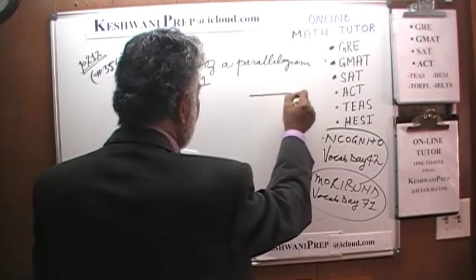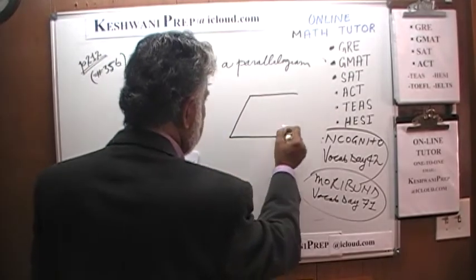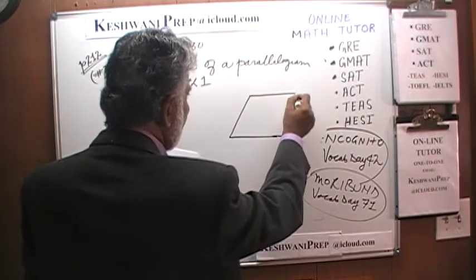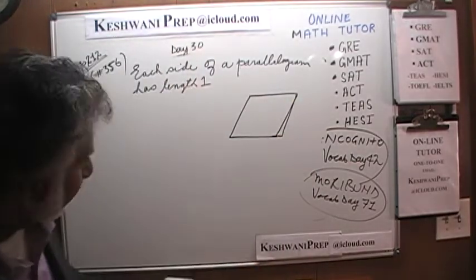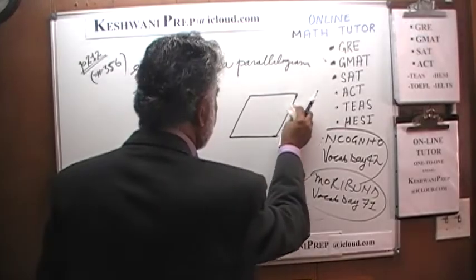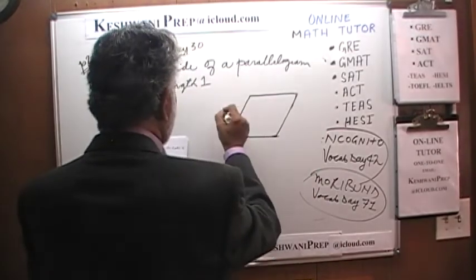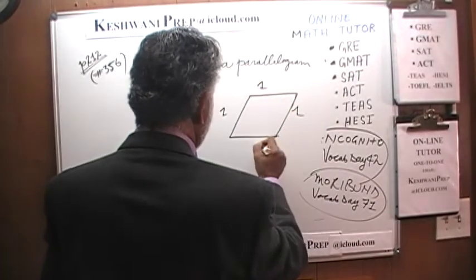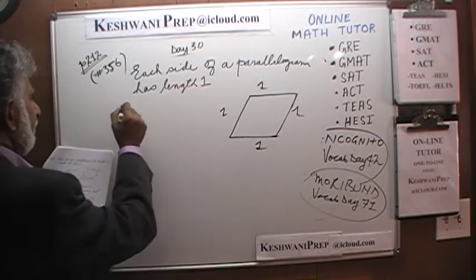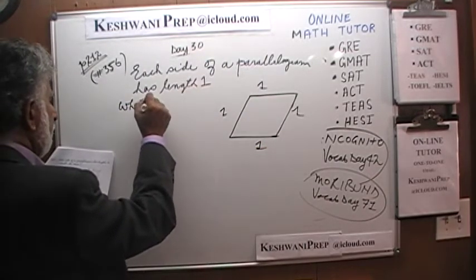It's not sitting at 90 degrees, but all four sides are equal, and each side is equal to 1. So 1, 1, 1, 1, that's what they tell us. The question simply is, what's this area?